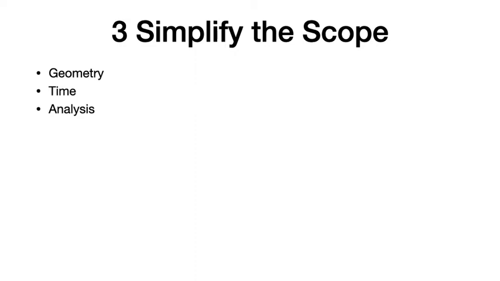One of the things that I do as a team leader is trying to simplify things as much as possible. Simplify things down to what really needs to happen. Try to understand what the core of things are. And so over the years, geometry, time, and analysis are three areas where there's a lot of complexity that can sneak in. So I'll just share a few thoughts on each of those.